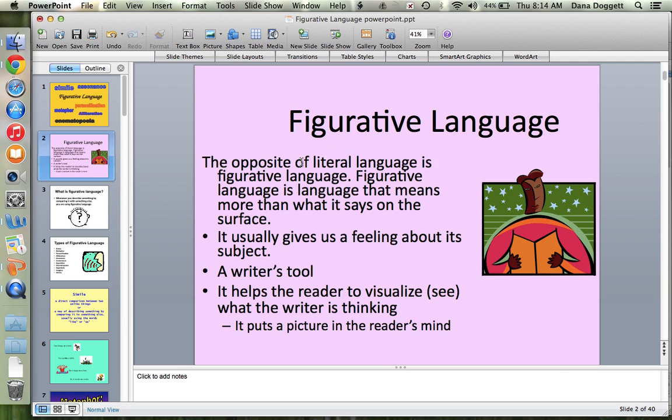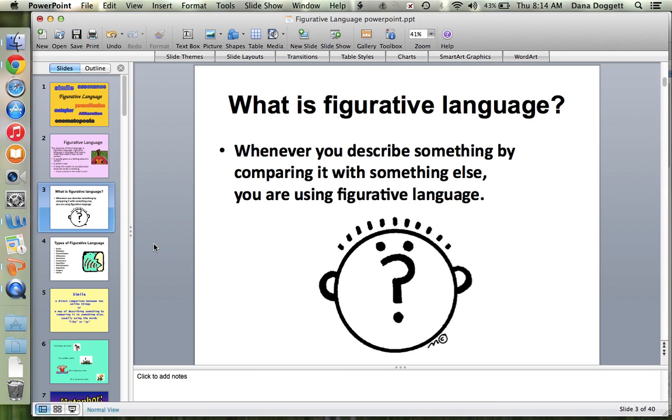Alright, so figurative language is the opposite of literal language. Literal language is saying exactly what you mean, whereas figurative language is language that means more than what it says on the surface. It usually gives us a feeling about its subject. It's a tool the writer uses, and it helps the reader to visualize or see what the writer is thinking. Oftentimes, figurative language puts a picture in the reader's mind. What is figurative language? Whenever you describe something by comparing it with something else, you are using figurative language.